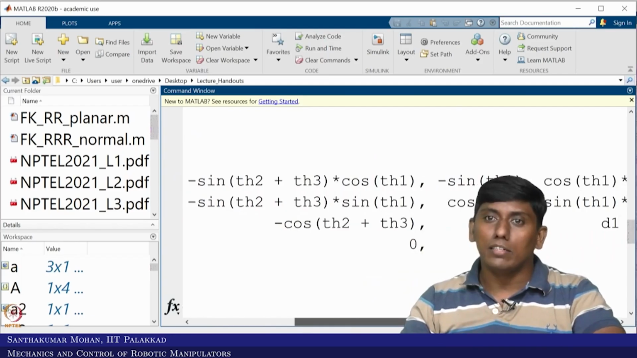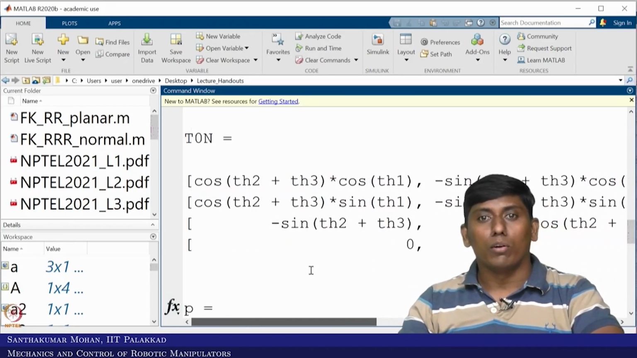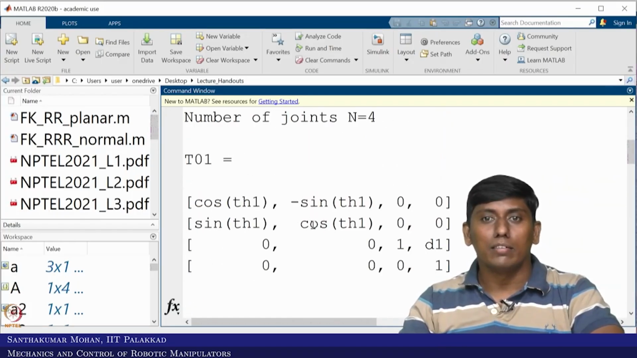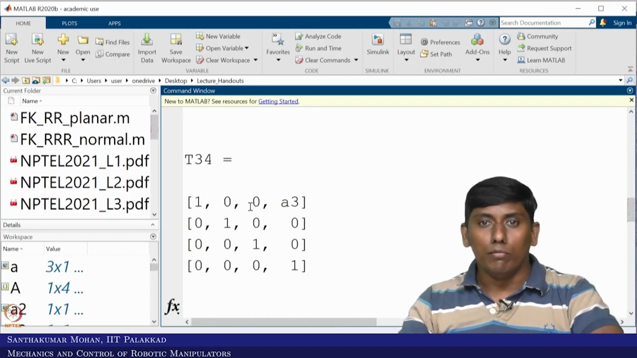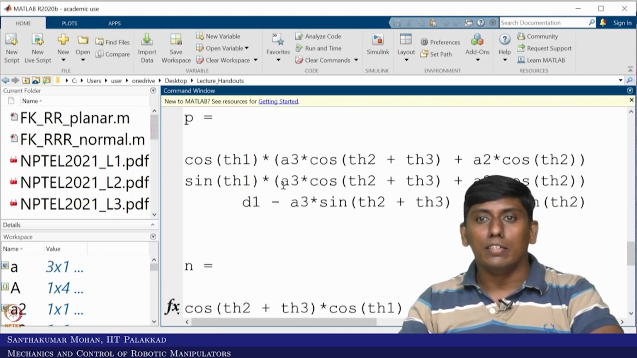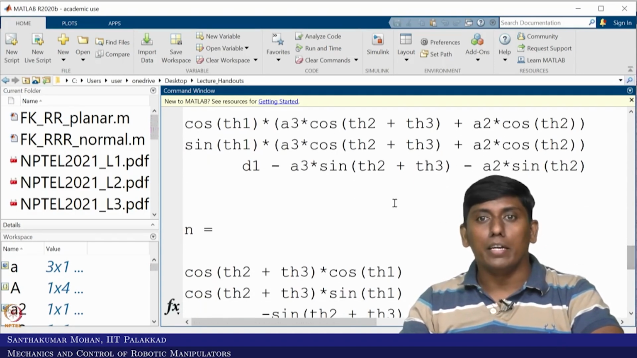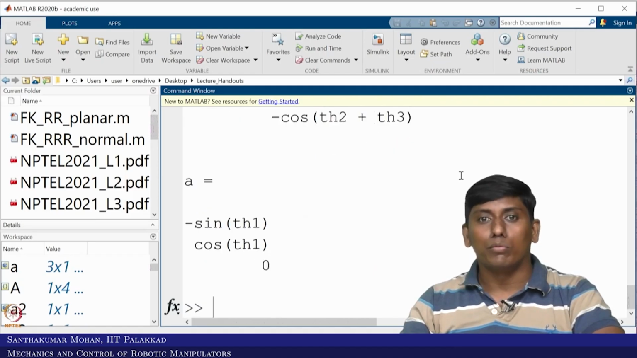Anyhow, I will be sharing the same code with you in the lecture material. You can also run and cross verify. Now you can see the individual transformation matrices T01, T12, T23, T34, and this is the position vector. The position vector is exactly matching what you obtained in the straightforward relation in the previous lectures, and this is the normal, this is the sliding, and this is the approach vector.